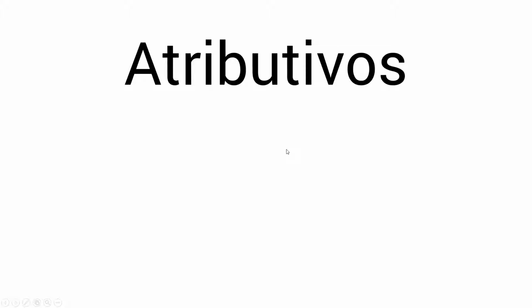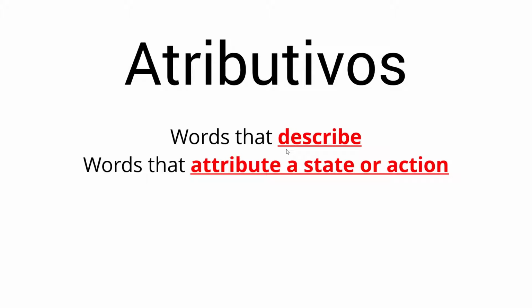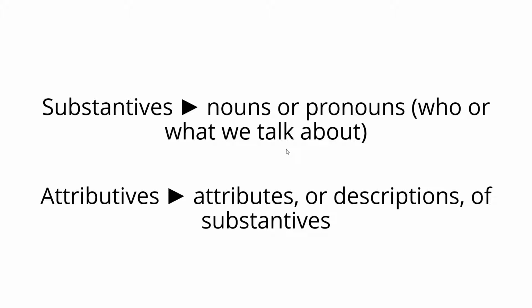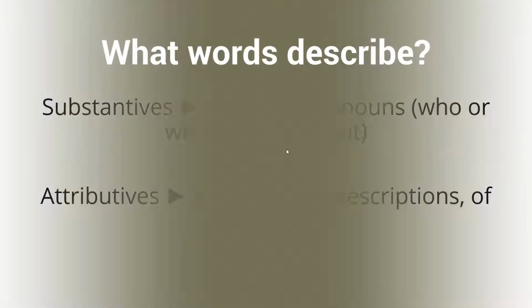Atributivos, or attributives, are the second class of word that we're going to look at, and these are words that describe. If there's anything that you take away from this video, it's that. Attributives describe. Now, they also attribute a state or an action to a noun or substantive. In the last video, we learned that substantives are nouns or pronouns, and basically they're who or what we talk about in sentences. Attributives are the words that describe substantives.